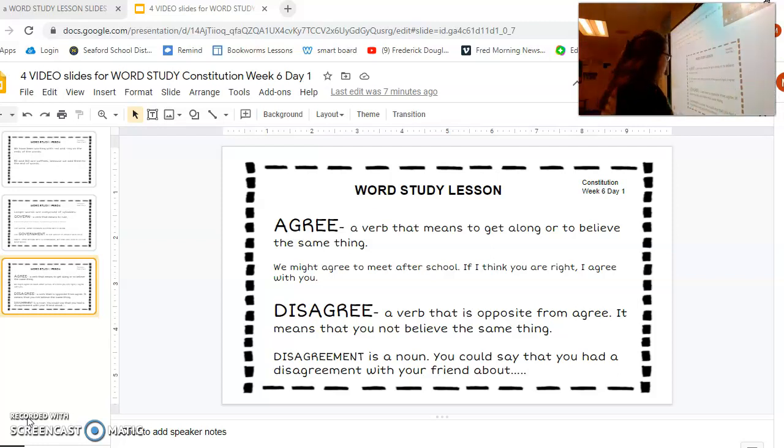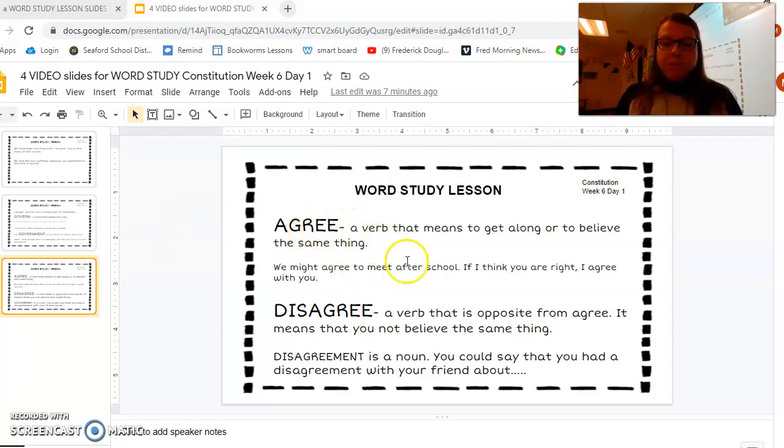Agree. Very good. So there are 2 syllables. The first one is irregular, and then gree, right? I have 2 vowels right in here, so this will be vowel teams.